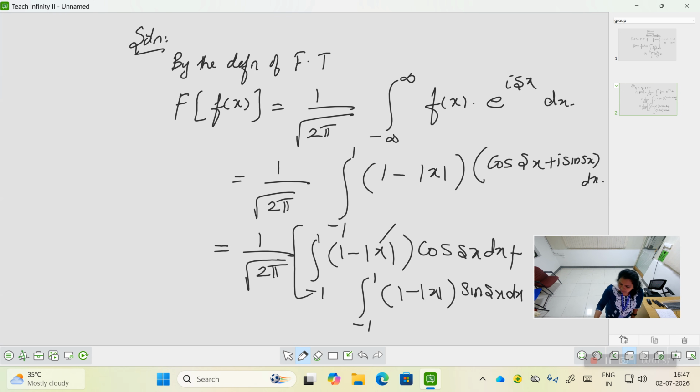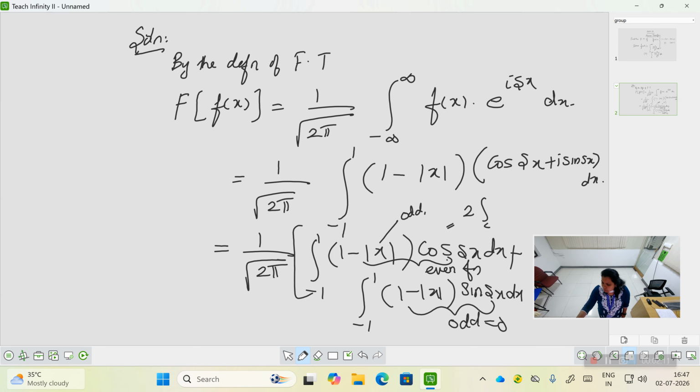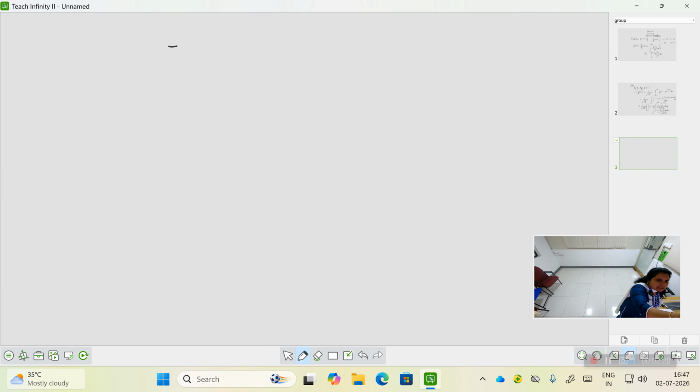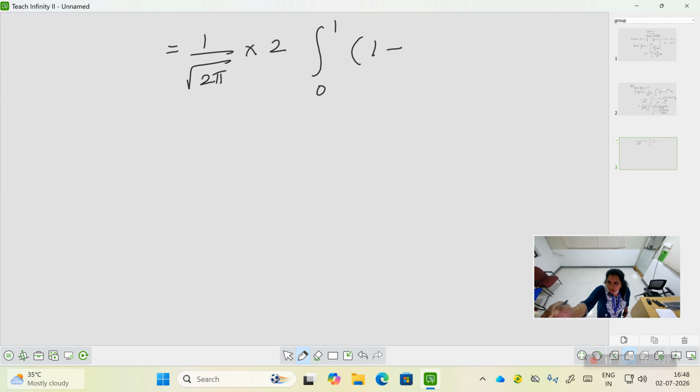You all know that |x| is an even function, and combined with sin sx it becomes an odd function overall. For an odd function the value is 0. For an even function you have twice the integral from 0 to the limit, and whatever interval is given in the question, here it is 1. So we get 1/√(2π) times twice the integral from 0 to 1, where |x| becomes x only, of (1 − x) cos sx dx.